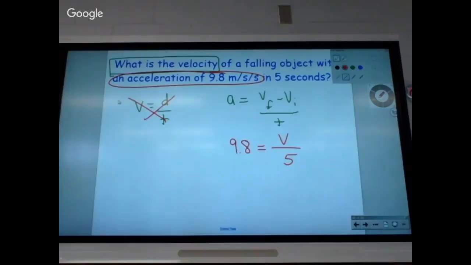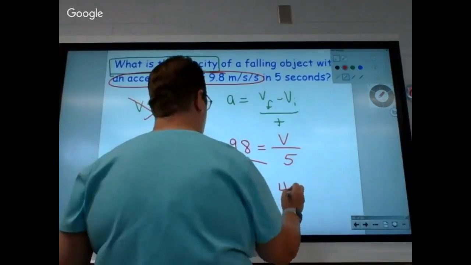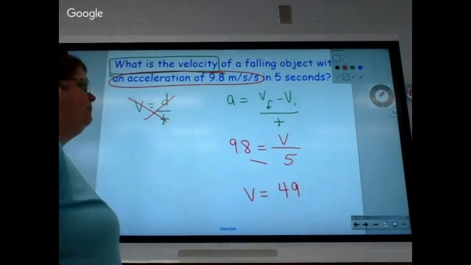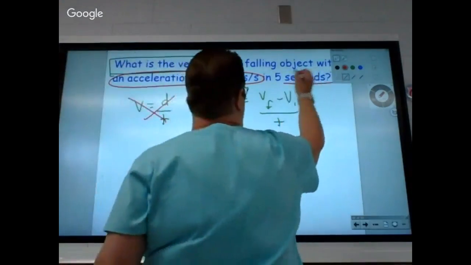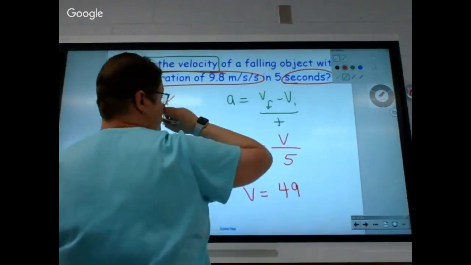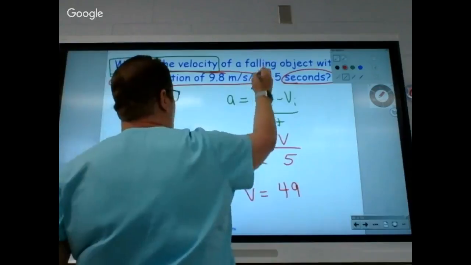So how do I solve for that? Cross multiply. See if that's 49. It is. Okay. Now, when I cross multiply, what happens to this second and those? How many cancel out? Only one.